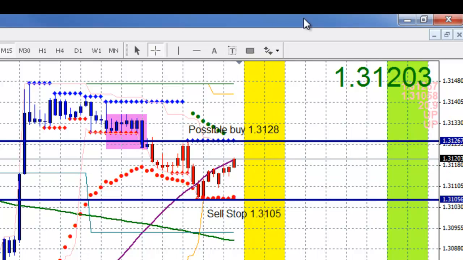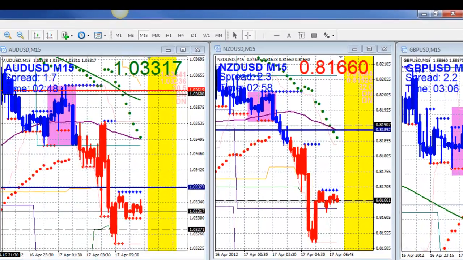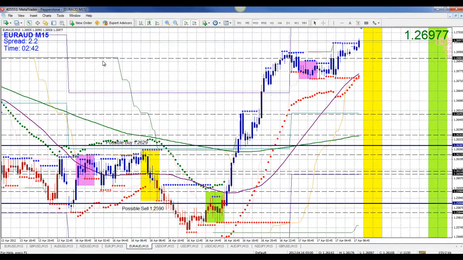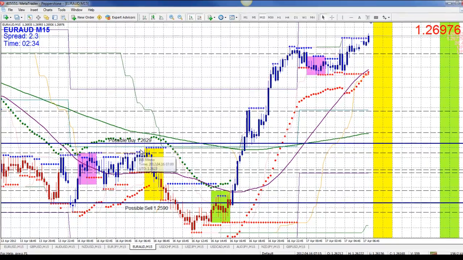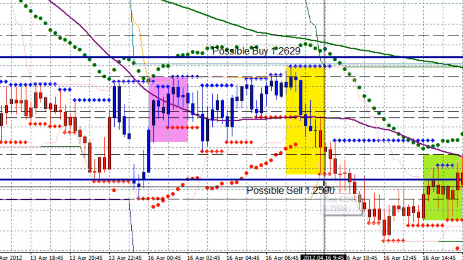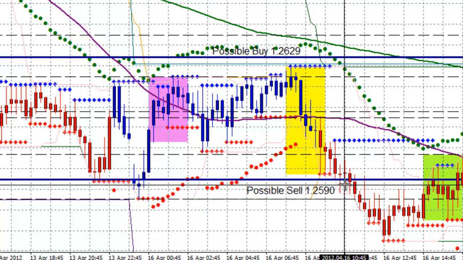Two more setups yesterday that I described in the room. First one here is the Euro Australian dollar. And you can see once again during the London session, a longer box consolidated from Asia. My possible buy here is 126.29, and my possible sell was 125.90. Now this one would have triggered. I never made it an official call because it was just so sluggish the whole day yesterday.